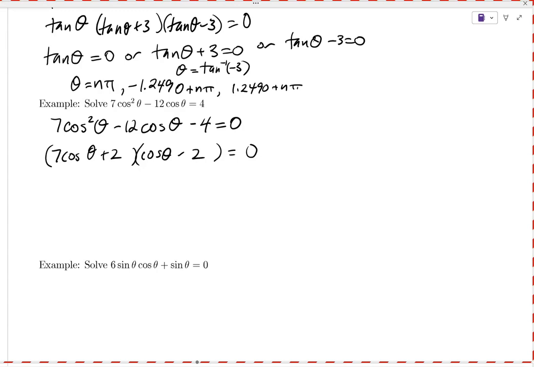Next step. Yep, good. Set both equal to 0. Good.